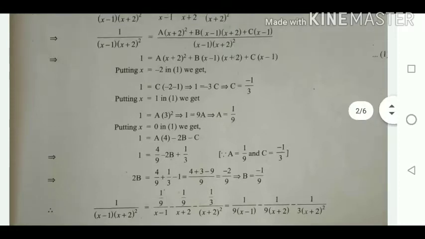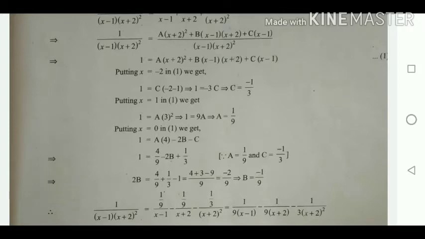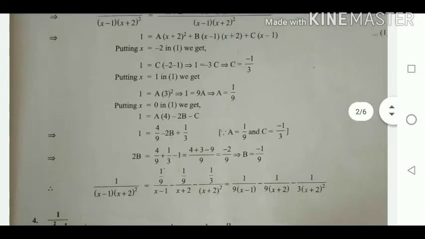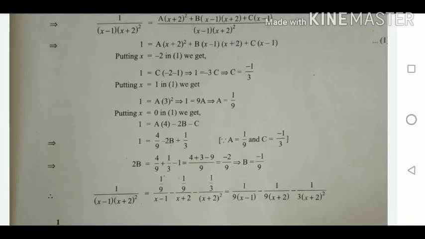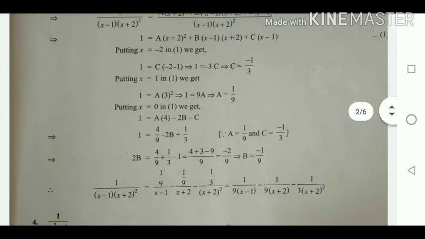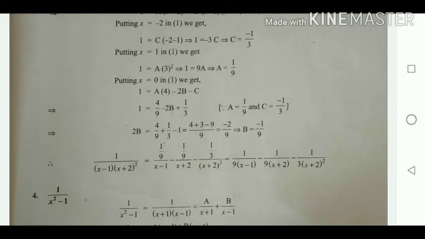Okay, so we substitute the value minus 2 as well as plus 1. Now there are no values left, therefore we are substituting 0 in equation 1 in order to find the value of b. Okay, if we substitute 0 in the x values, we are getting 4a minus 2b minus c equal to 1. Now substitute the value of a as well as c in this equation in order to find the value of b. So we are getting the value of b after taking LCM on both the sides. We are getting b equal to minus 1 by 9.